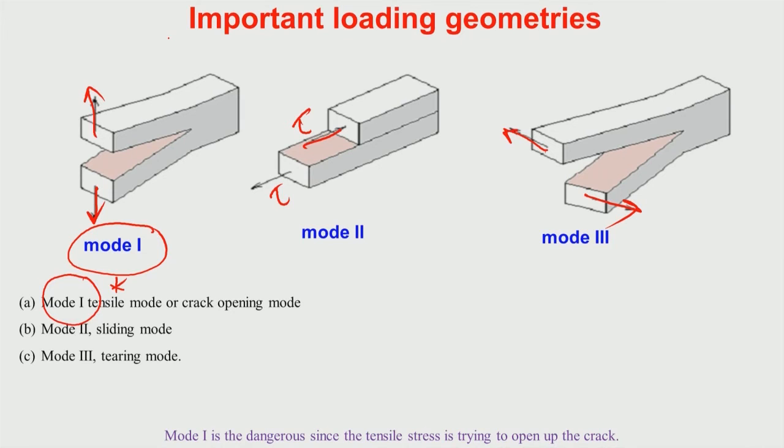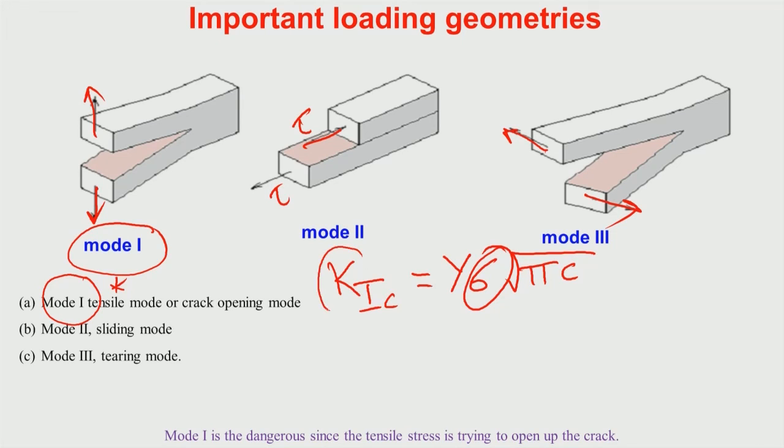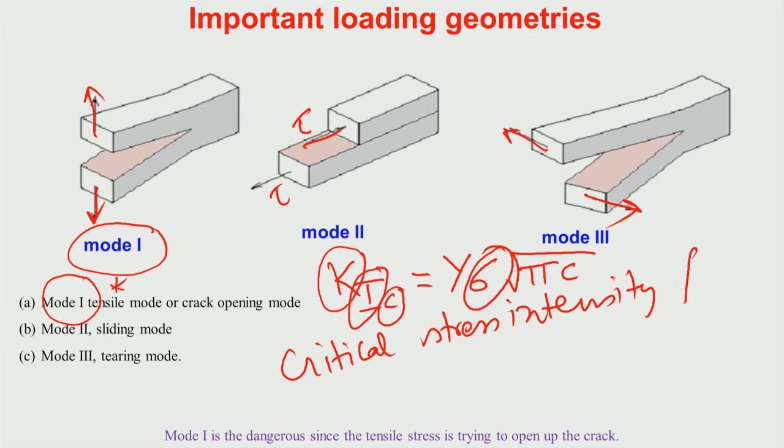Okay. So, this fracture toughness one can write as K1C is equal to Y sigma square root of pi c. Here c is your crack length, sigma is the stress value at which the failure takes place, K means stress intensity factor, 1 means mode 1, and C means critical. So, this is essentially the critical stress intensity factor under mode 1 loading.